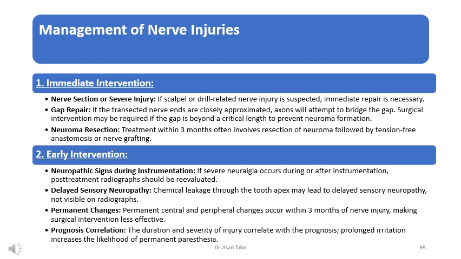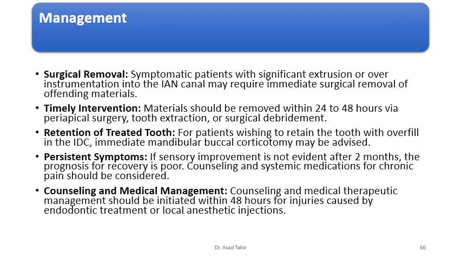Permanent changes. Permanent central and peripheral changes occur within 3 months of nerve injury, making surgical intervention less effective. Prognosis. The duration and severity of injury correlate with the prognosis. Prolonged irritation increases the likelihood of permanent paresthesia. Management. Surgical removal. Symptomatic patients with significant extrusion or over-instrumentation into the IAN canal may require immediate surgical removal of offending materials. Timely intervention.